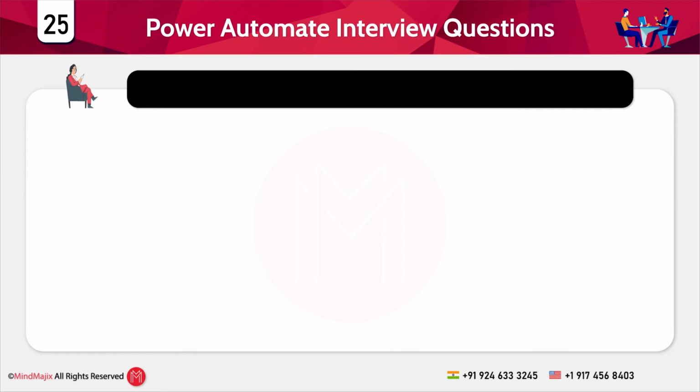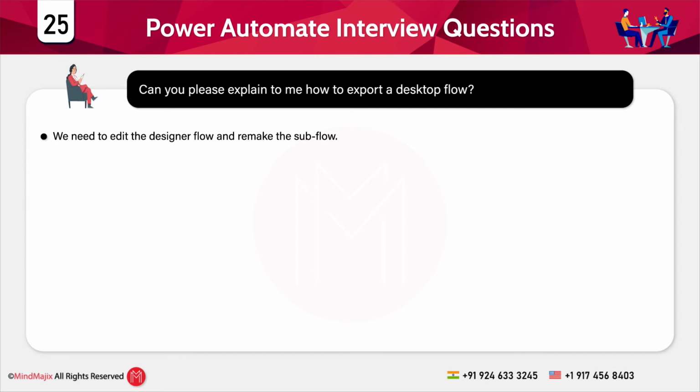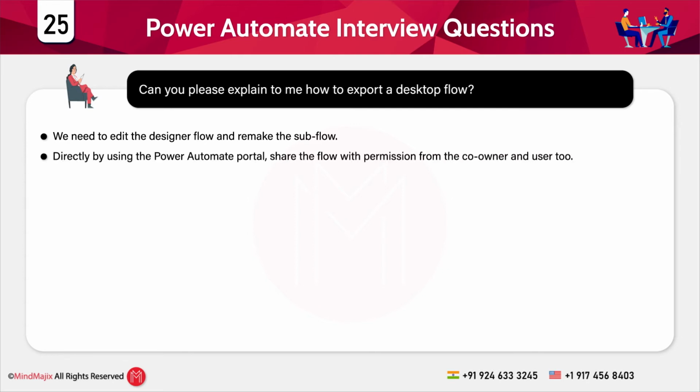The next question is, can you please explain to me how to export a desktop flow? There are 3 ways to export a desktop flow. The first way is we need to edit the designer flow and remake the subflow. The second way is directly by using the Power Automate portal, you can share the flow with permission from the co-owner and the user. And the third way is we can export any solution which controls the desktop flow.